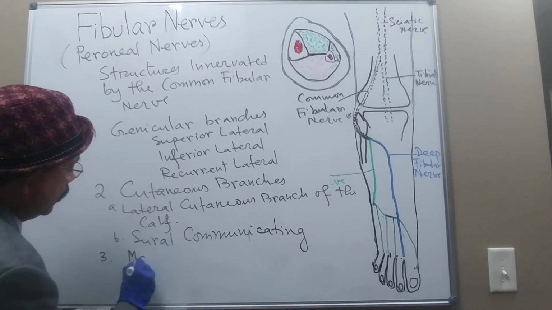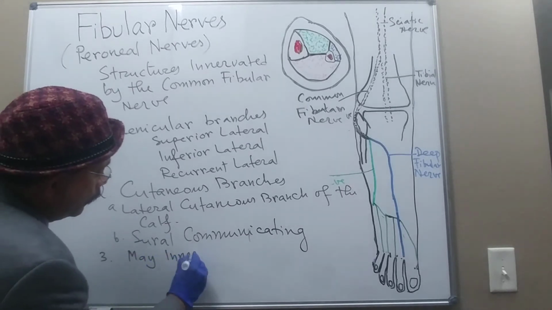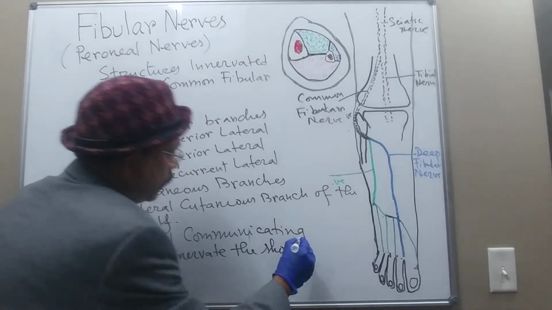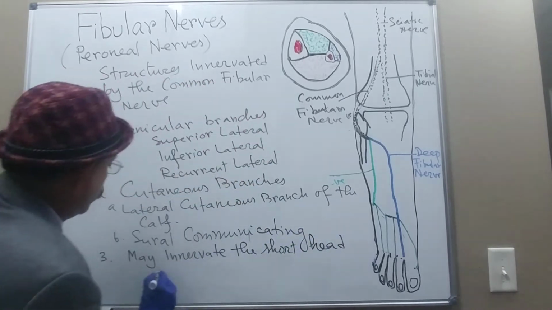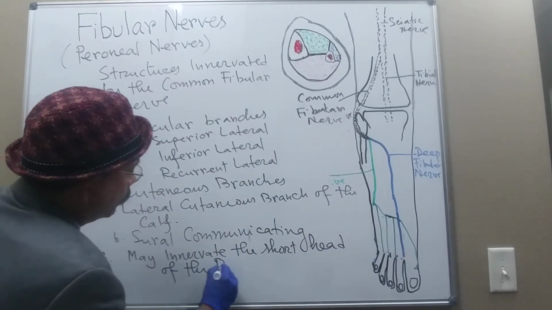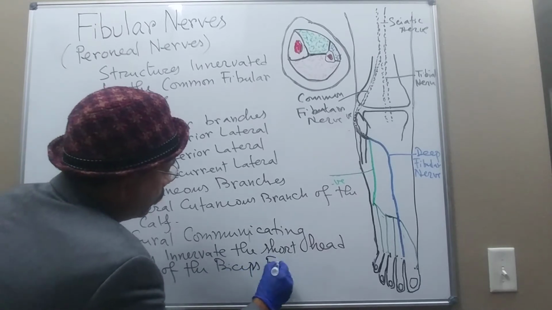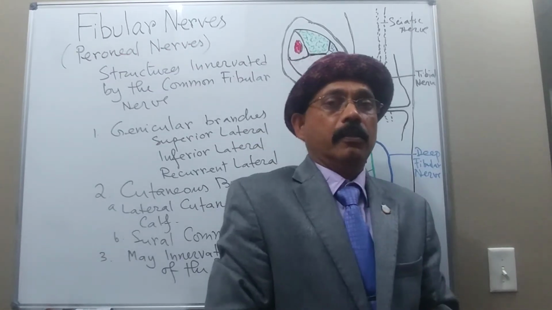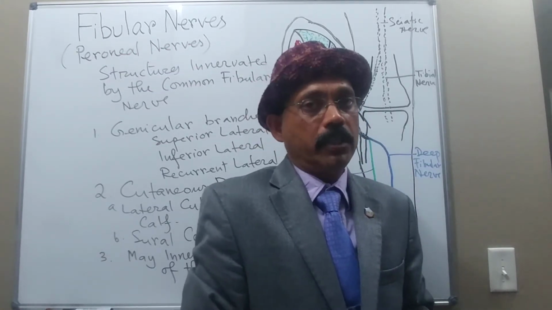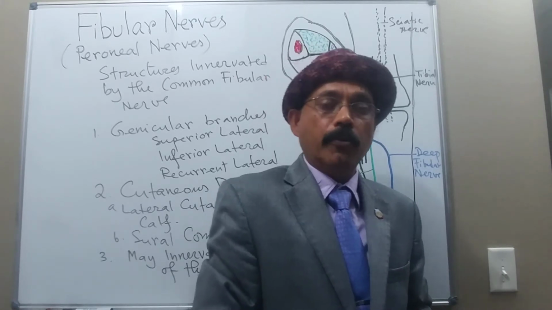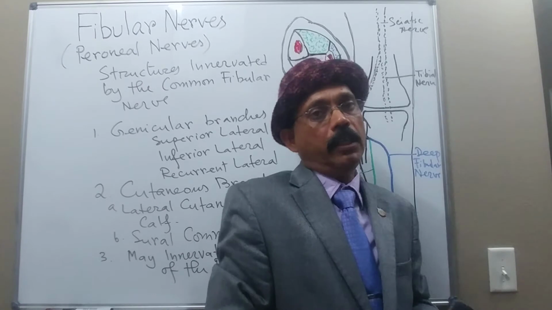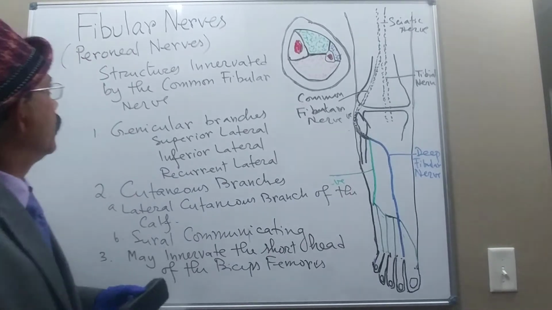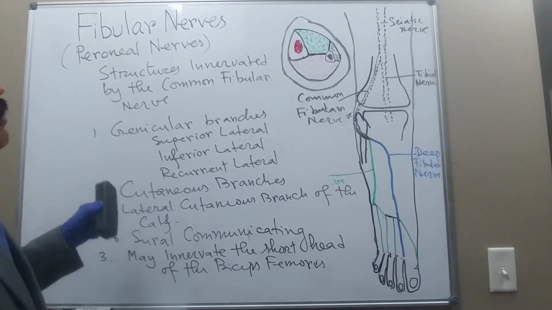It may innervate the short head of the biceps femoris. Usually, biceps femoris short head is innervated by the common fibular part of the sciatic nerve, but sometimes the common fibular nerve directly innervates the short head of the biceps femoris. So we got the branches from the common fibular nerve.